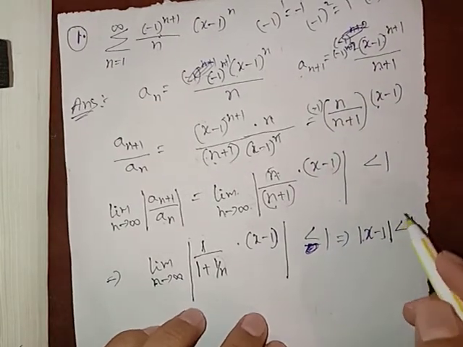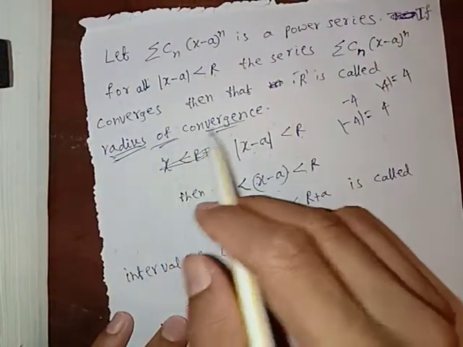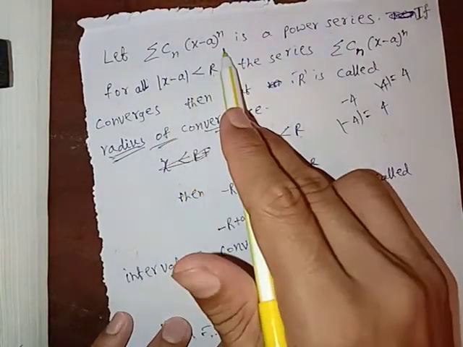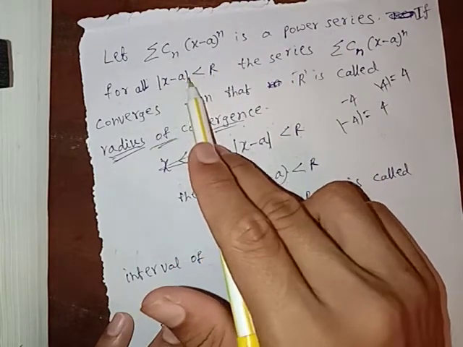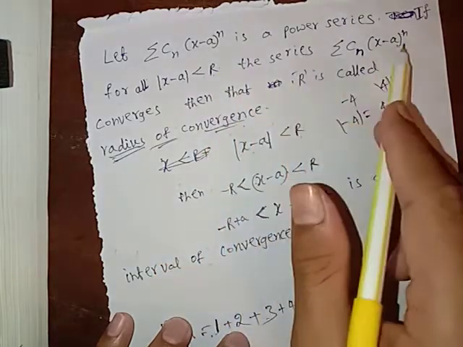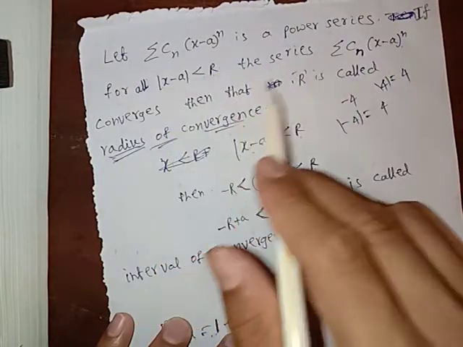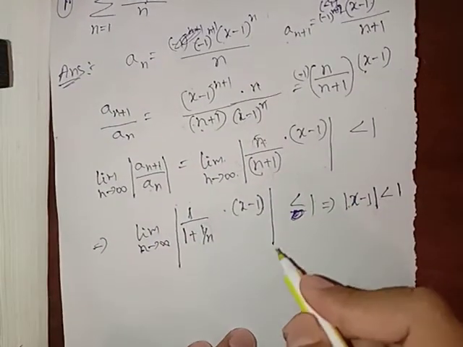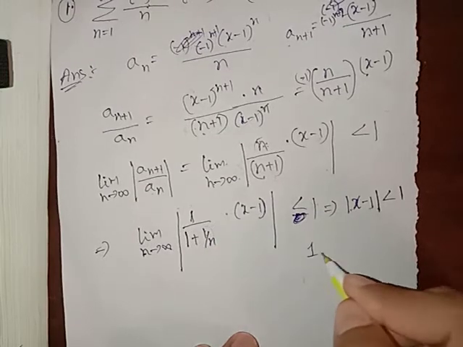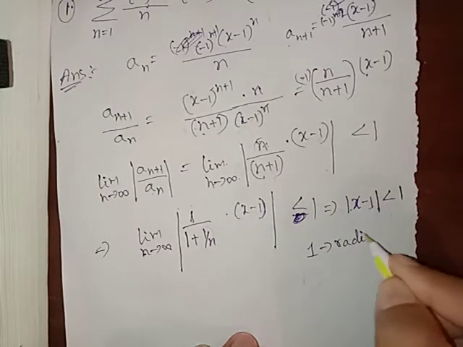Here we know what we call the radius of convergence. If this is a power series, then for all x where modulus of x minus a is less than r the series converges, and that r is called the radius of convergence. So here we can say that 1 is the radius of convergence.